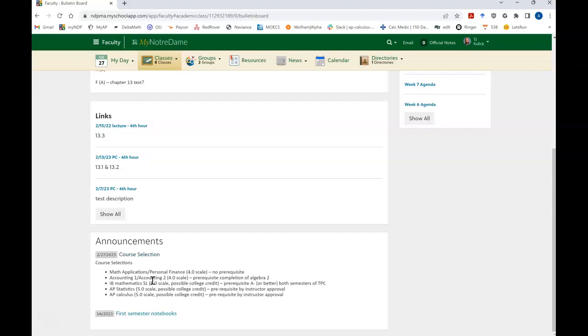So there's like 5 possible courses. 2 of them ostensibly have no prerequisites. The other 3 have pretty heavy prereqs. The first 2 are math applications and personal finance. There's no prerequisite to that. It's a 4.0 scale class, 1 semester for each of those parts. Accounting 1 and 2 count as math classes. Your prereq is the completion of Algebra 2, which you all have done because you're here.